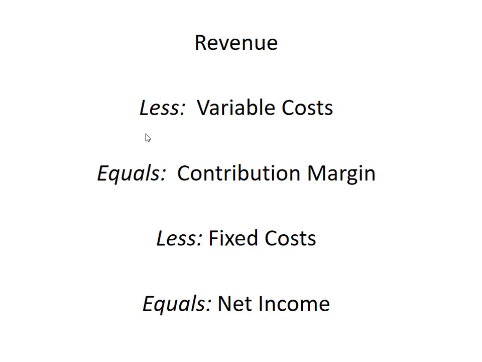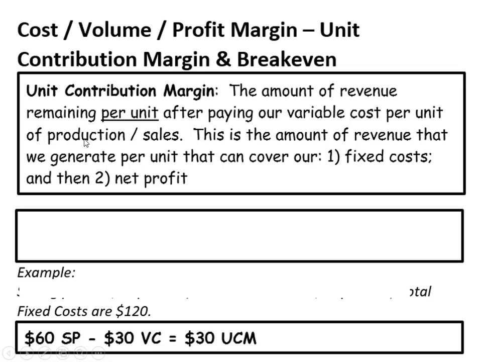So with that concept in mind, let's take a look at the concept of unit contribution margin. The difference between contribution margin and unit contribution margin is pretty simple. Contribution margin is for the entire income statement. Unit contribution margin is measured on a per unit basis. So unit contribution margin is the amount of revenue remaining per unit after paying our variable cost per unit of our production sales, or basically of our volume.